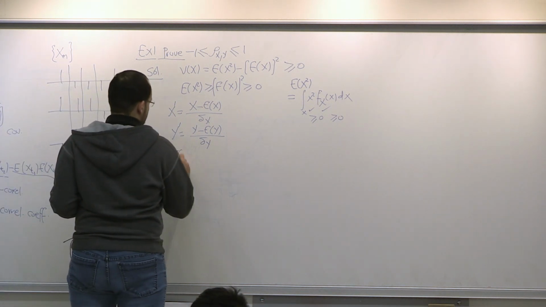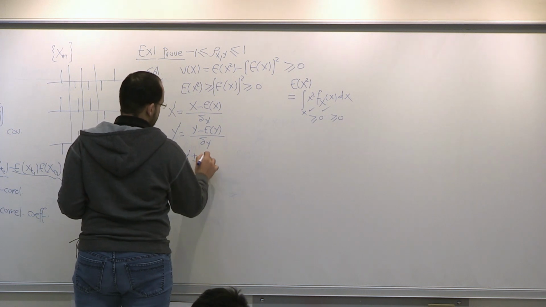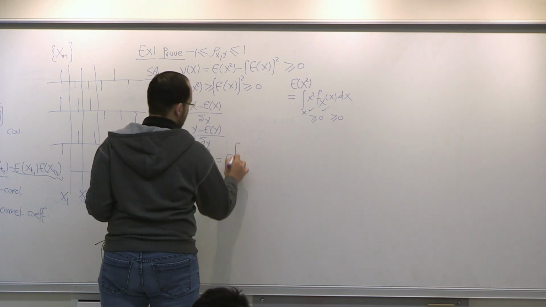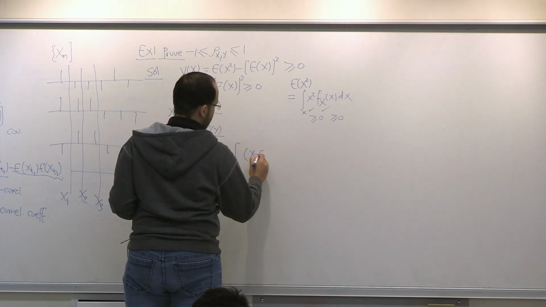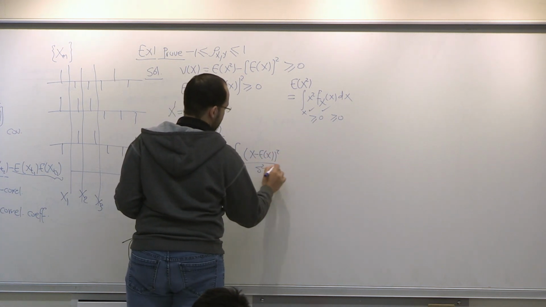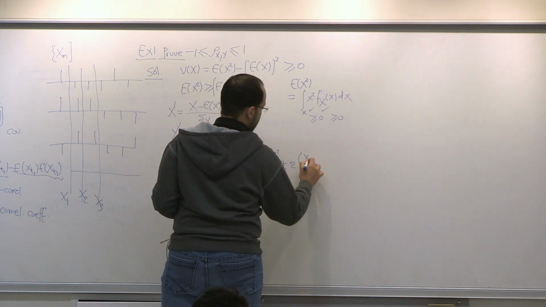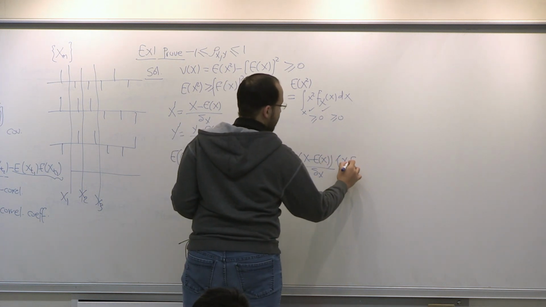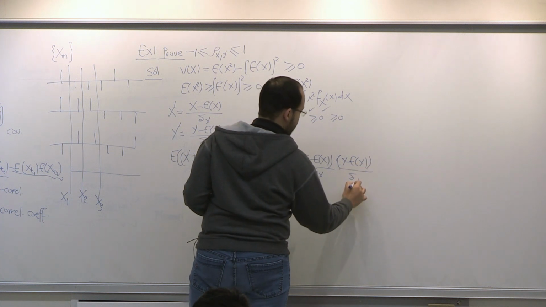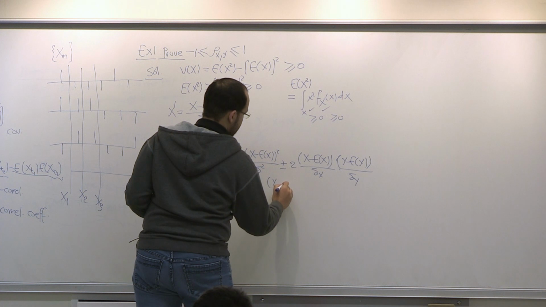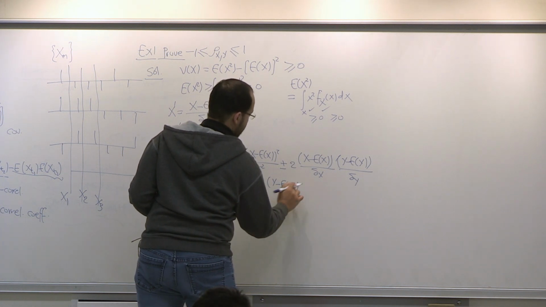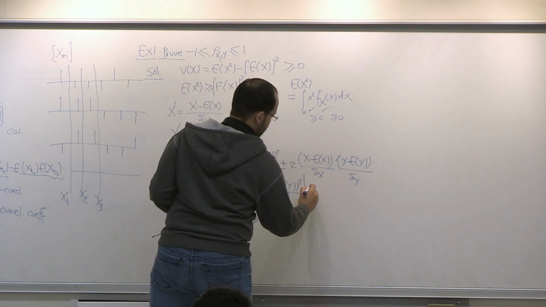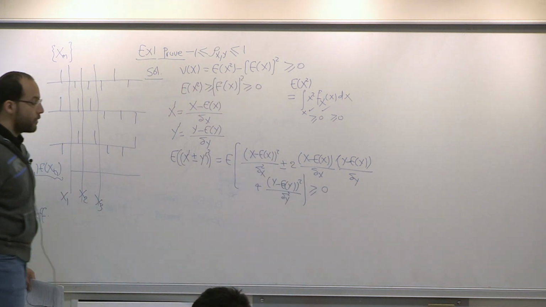And then we try to get the expectation of (X' ± Y')². This equals the expectation of [((X − E[X])/σ_X)² ± 2((X − E[X])/σ_X)((Y − E[Y])/σ_Y) + ((Y − E[Y])/σ_Y)²]. And we already know this is greater than or equal to 0.